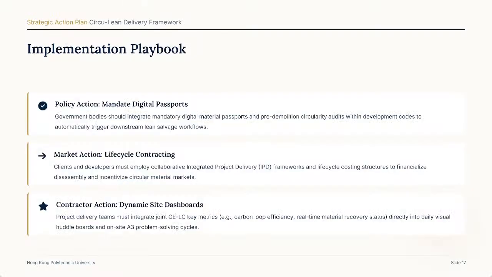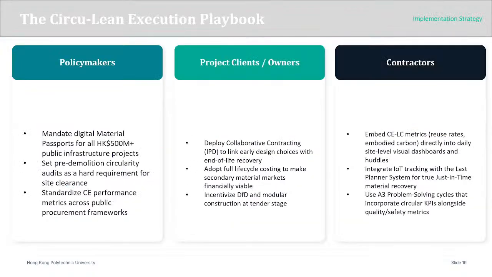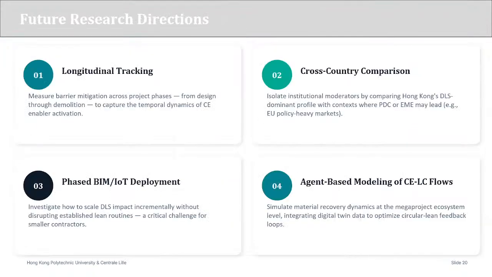As we can see here, this is the implementation playbook. For the policy action, we need to mandate digital passports. For market action, we need to make contracts with the contractor, who needs to employ a collaborative integrated project delivery framework. And for contractor action, the delivery team must integrate joint circular economy and lean construction implementation. And for future research, we need to focus on longitudinal tracking, cross-country comparison, and phased BIM-IoT deployment, and also using agent-based modeling to simulate material recovery dynamics.